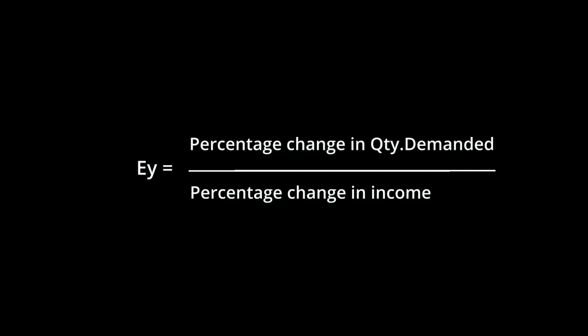Now as per the 12th board syllabus, there are three types of elasticity given. The first one is price elasticity, the second one is cross elasticity, and the third one is income elasticity. So let's start with income elasticity. Income elasticity is nothing but the responsiveness of a person towards the change in income. It is shown by the formula: percentage change in quantity demanded upon percentage change in income of a household.